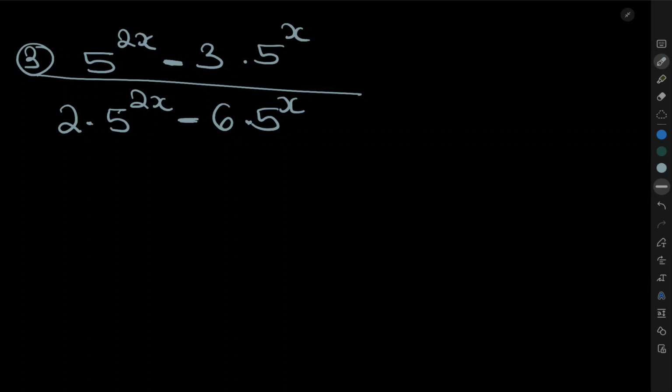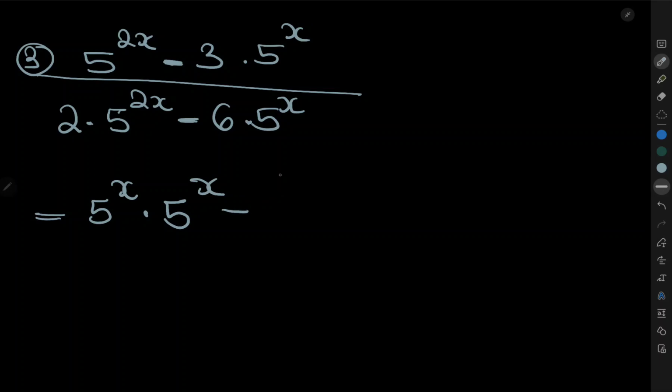When we solve exponents, in many cases our first step is always to break down our numbers or values into their prime factors, or their simplest form. What I mean by that is, I know that 5 to the power of 2x can also be expressed as 5 to the power of x multiplied by 5 to the power of x, right? So I'm going to write it down like that.